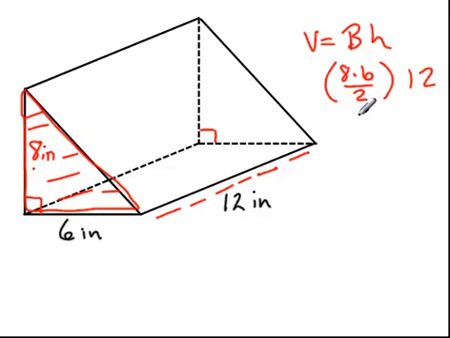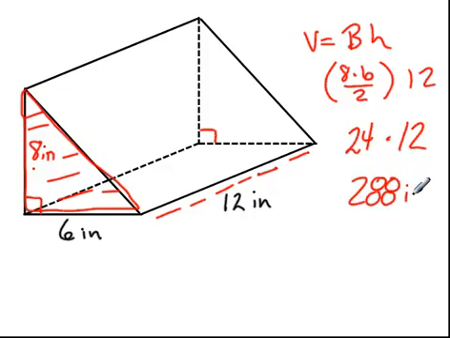So plugging that into our calculator, we have 8 times 6 is 48, divided by 2 is 24. We then have 24 times 12, which is 288. And that is cubic inches. So the volume for this triangular prism is 288 cubic inches.